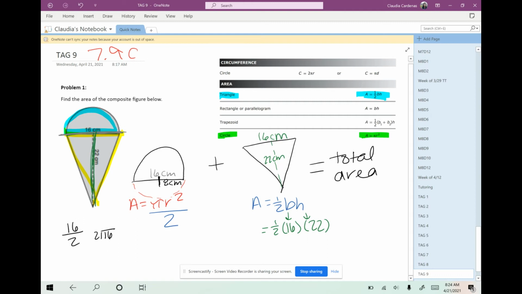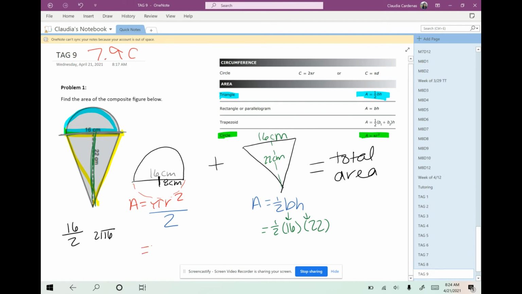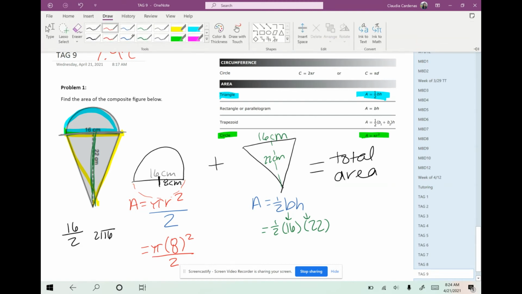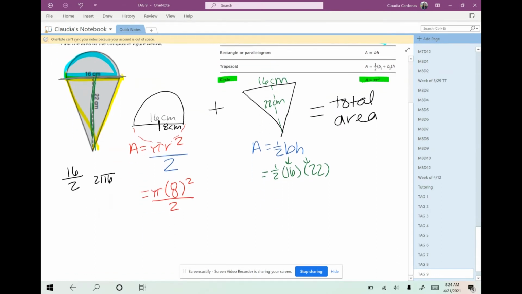So now that I have the radius, let's go ahead and substitute that into our formula. So pi times 8 squared, and don't forget we have to divide by 2. Alrighty, so now that we have all of our measurements and we filled in our formula, we can now begin solving our formulas.